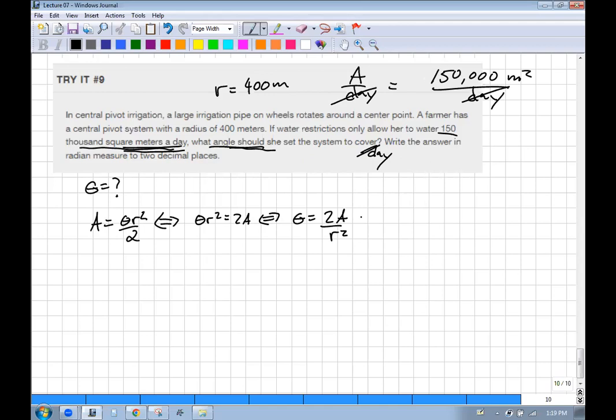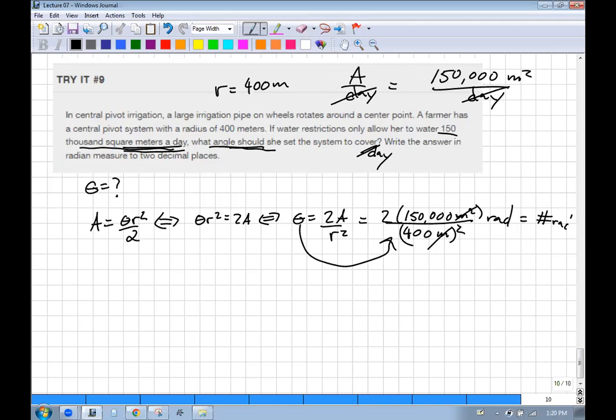Now plug your numbers in. We have 150,000 meters squared over 400 meters squared. Notice meters squared fall out, right? And since this is an angle, I'm going to go ahead and write the word radians. So plug it in your calculator, it's some number of radians, okay? So notice I only wrote the numbers once.